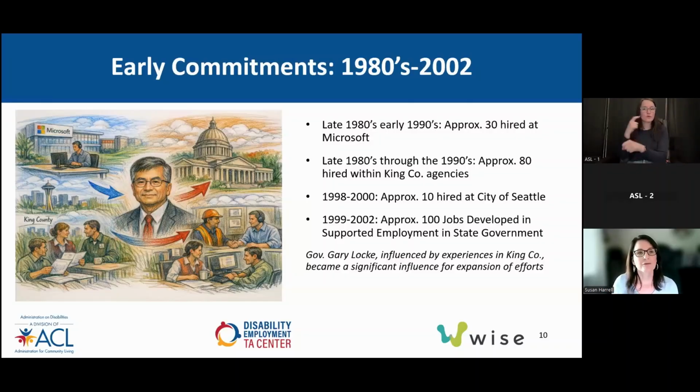And there was one key figure who first began in the King County area and later became the governor of the state of Washington, Gary Locke, who benefited from the experiences that he was able to observe within Microsoft, within King County, and ultimately brought that to the state of Washington and helped to create the kind of leadership that impacted the hiring of people in supported employment in state government.